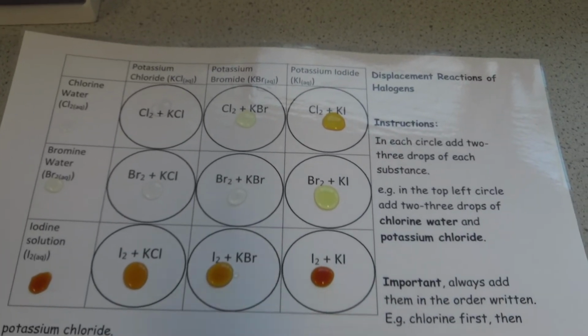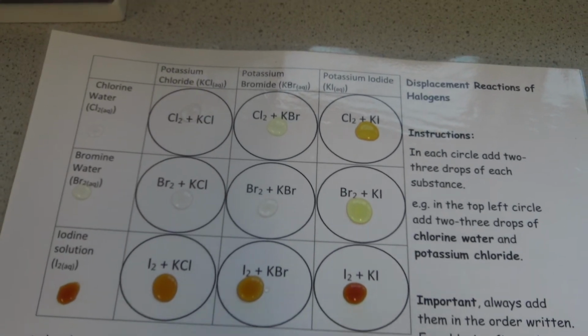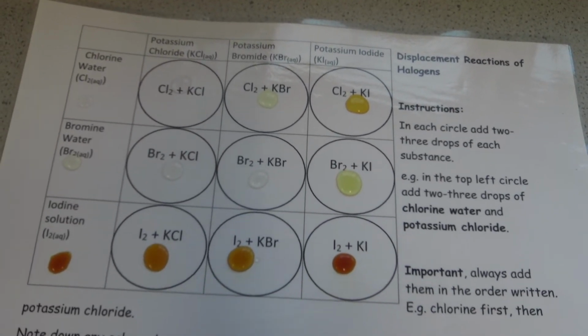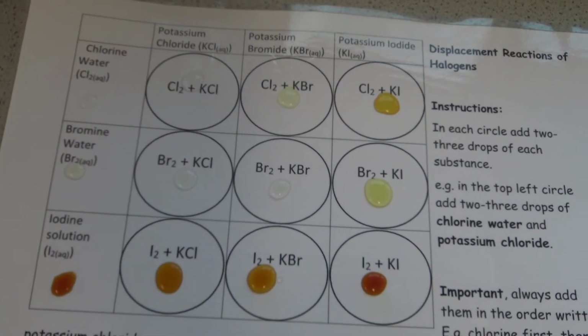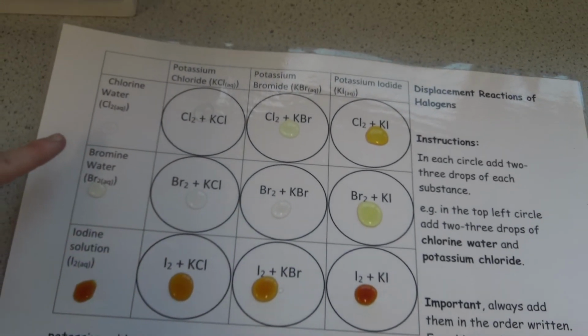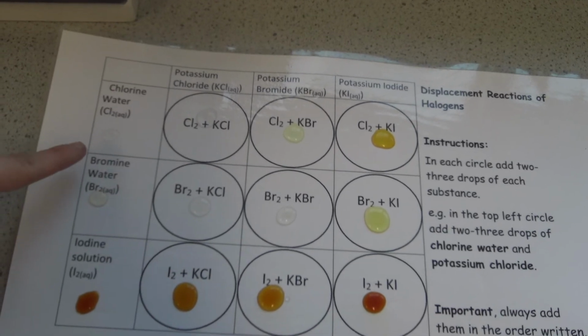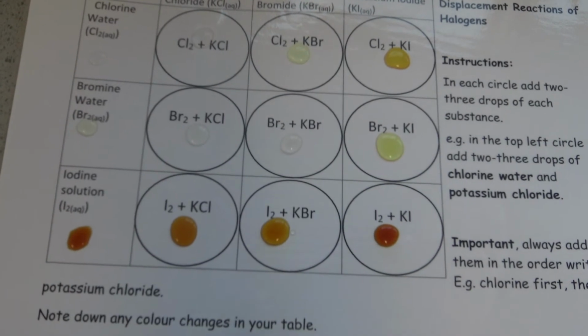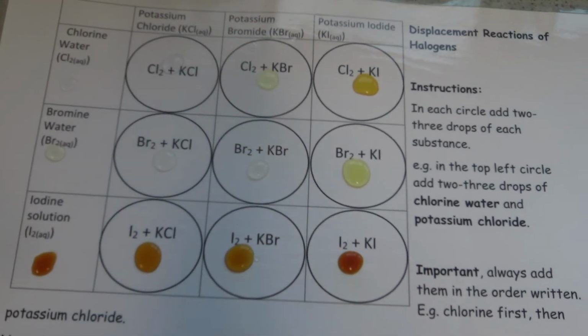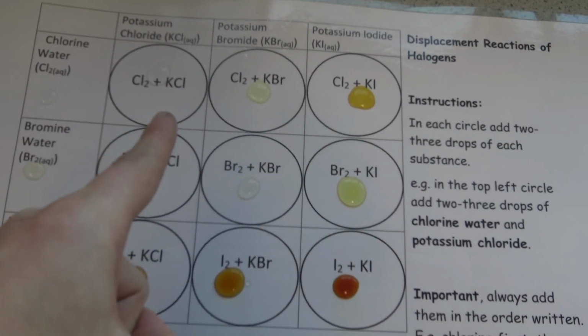Okay, so I've added all the different chemicals onto the spotting tiles now, and I want you to see what has actually happened. For comparison, I've also included the halogen waters by themselves, so you can see the colours of them originally. So let's look at the first reaction and work our way over.